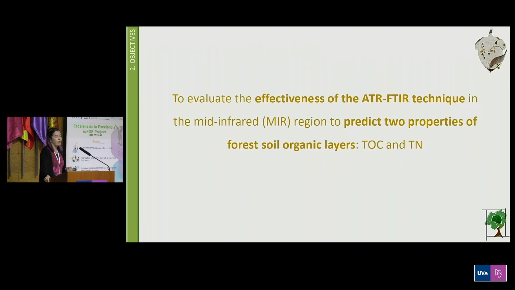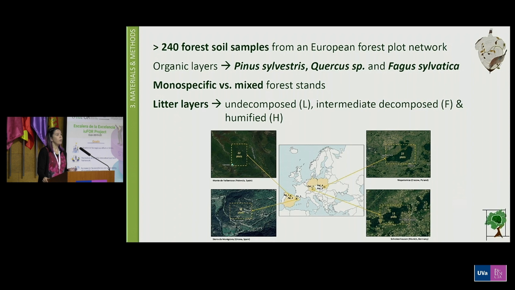So our objective is to evaluate the effectiveness of the ATR-FTIR technique, in the MIR region, to predict in the future two properties of forest soil organic layers, which are the total organic carbon and the total nitrogen. We sampled more than 240 forest soil samples, but not forest soils, organic soils, I missed the word there, organic soils, from a European forest plot network that you can see in the map.